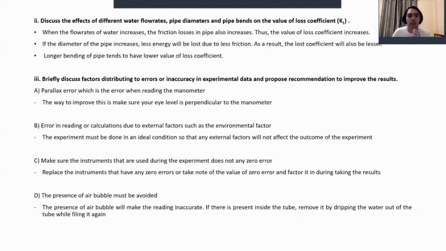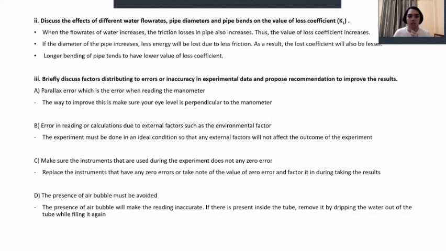The next error is to make sure that the instrument used during the experiment does not have any zero error. Zero error is when the instrument has an inaccurate value of the scale. So if we use an instrument that has zero error, we need to immediately replace it, or we can just take note of the value of zero error, and then take it into account when we do the calculations.